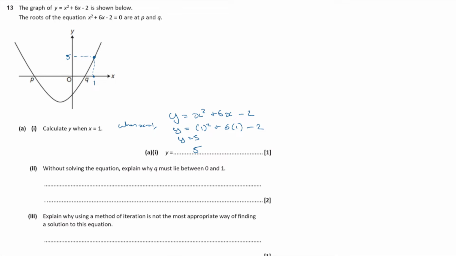So without solving the equation, y is negative at x equals 0 and positive at x equals 1. Sign change, so must have crossed axes.